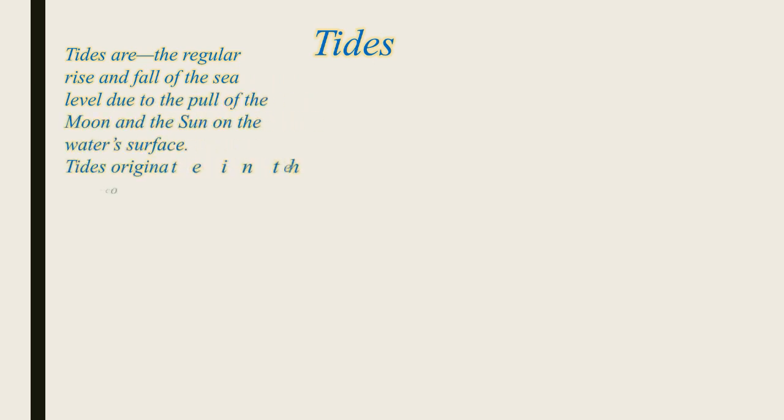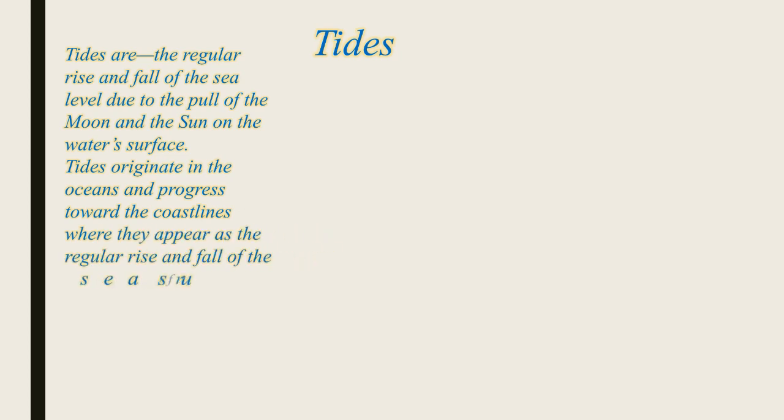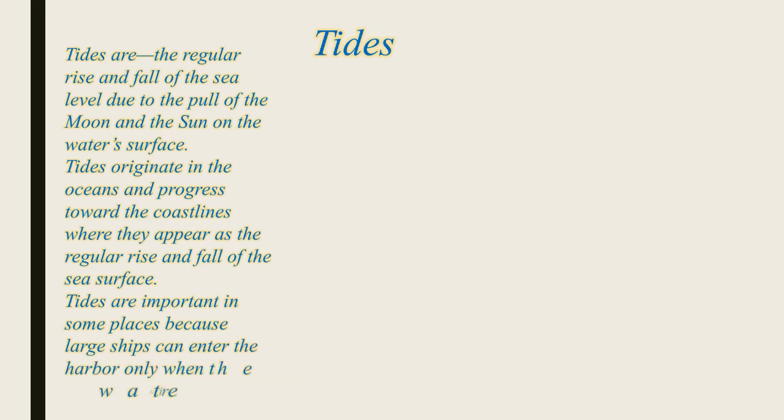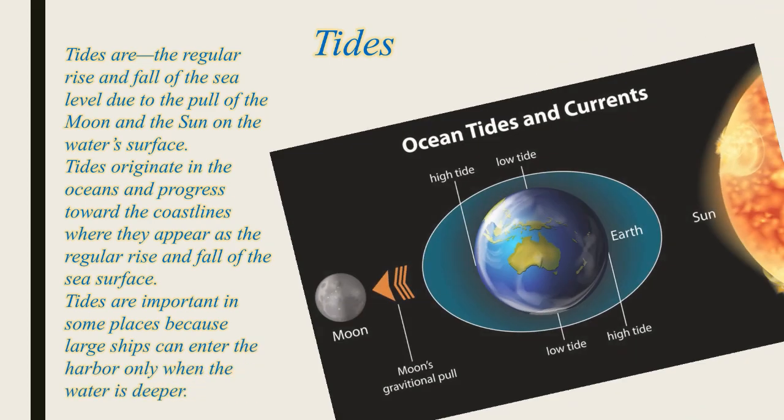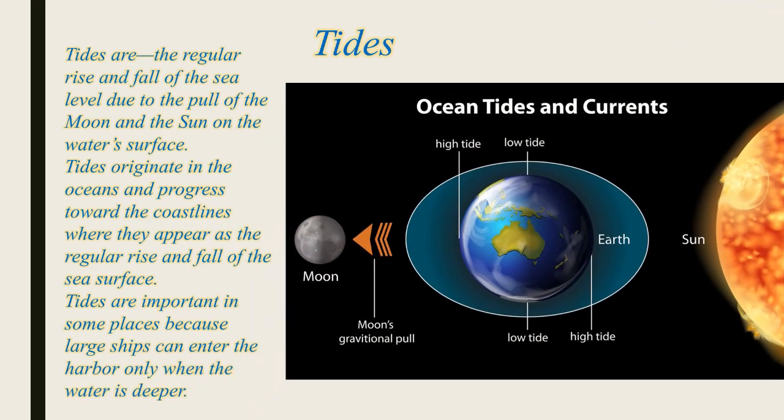Tides. Tides are the regular rise and fall of the sea level due to the pull of the moon and the sun on the water surface. Tides originate in the oceans and progress towards the coastlines where they appear as the regular rise and fall of the sea surface. Tides are important in some places because large ships can enter the harbor only when the water is deeper.